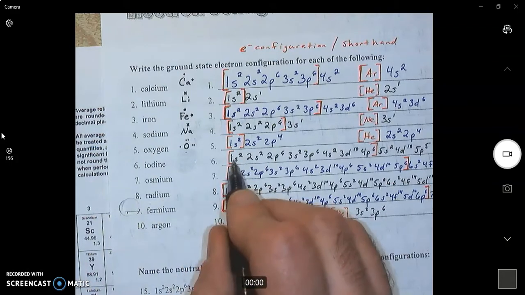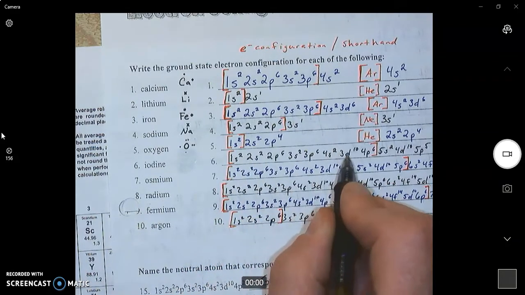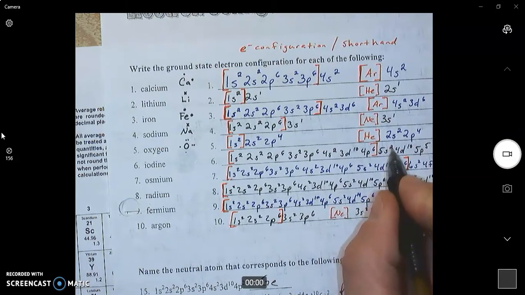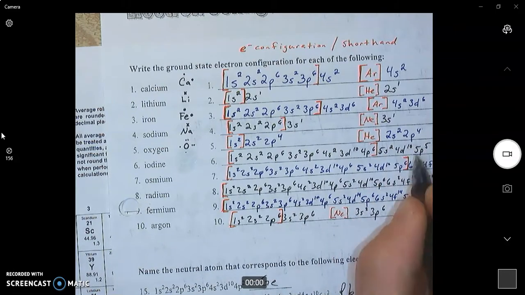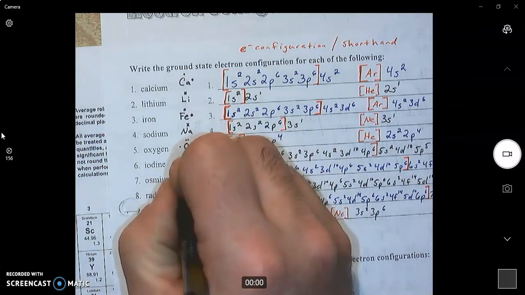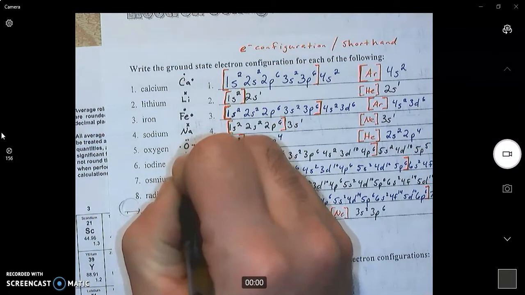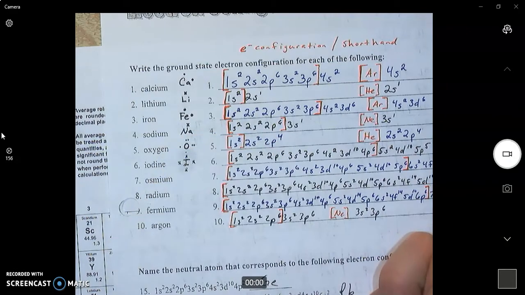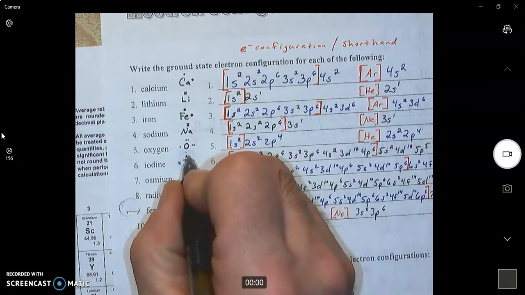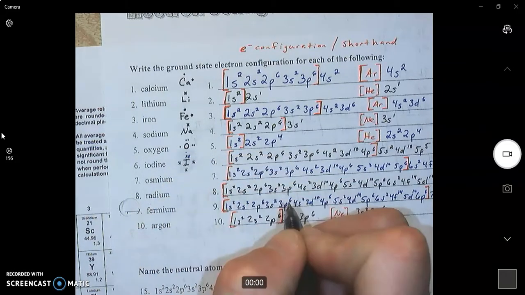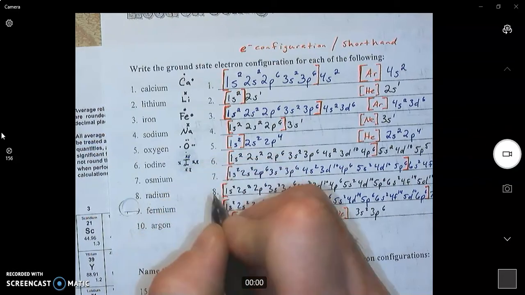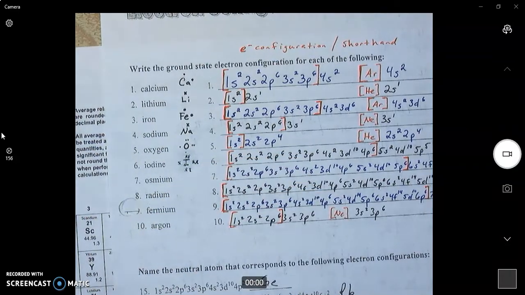Iodine, 1, 2, 2, 3, 3, 4, 3, 4, 5, 4, 5. 5 is our highest number. We're going to add those superscripts together. 2 plus 5 gives you 7. And we have iodine. And we're going to have 1, 2, 3, 4, like that, around it in the clock face positions. Put the 5th one, pair it up. 6th one, pair it up. 7th one, pair it up. And then we're done. We have 7 valence electrons.